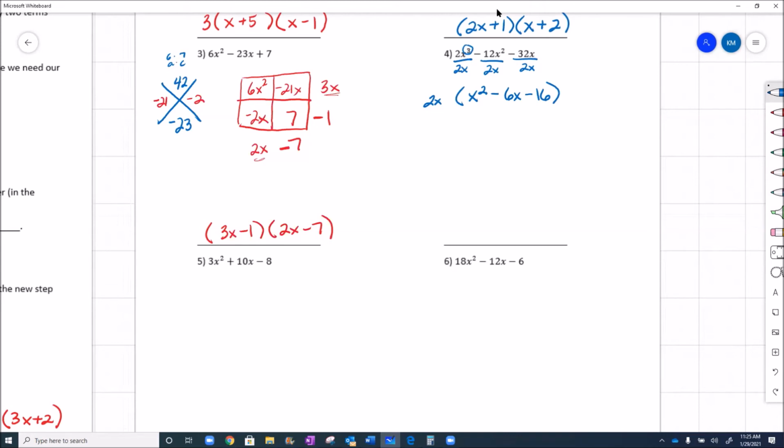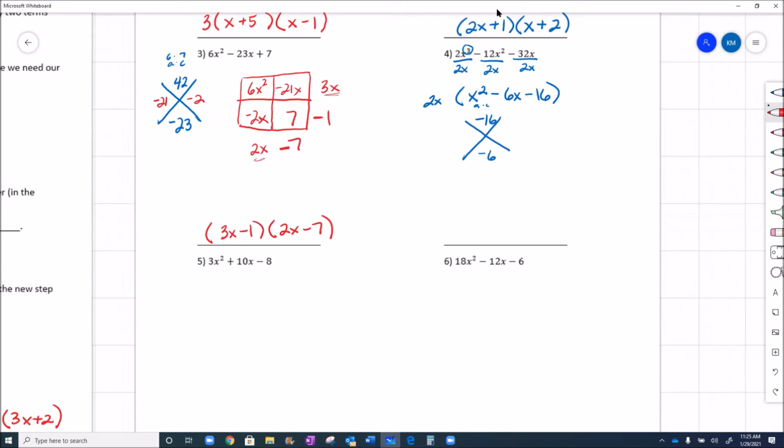Really nice because now our a value is 1 and we can just use our x. We don't have to use the x box. Okay, so here I'm looking for two numbers that multiply to give me negative 16, 1 times negative 16, and add to give me negative 6. It multiplies to give me a negative number, so I know my signs are different. It adds to give me a negative number, so I know that my biggest number is negative.